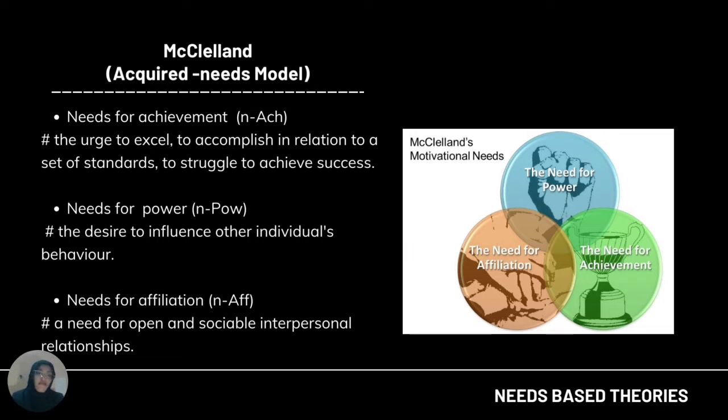Need for achievement is accomplishment in relation to a set of standards. It is a desire to complete a task more effectively than before. Second, need for power, the desire to influence other individuals' behavior. It is a desire to have control over others and to be influential. Need for affiliation, need for open and sociable interpersonal relationships. It is a desire for relationships based on cooperation and mutual understanding.